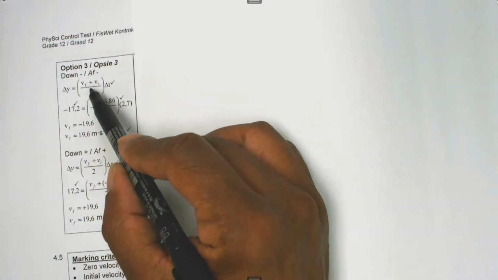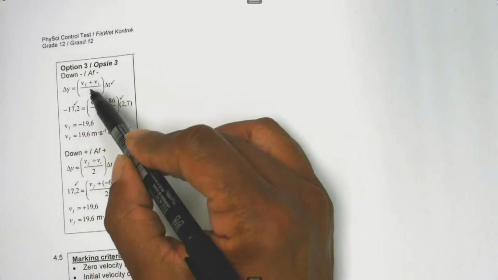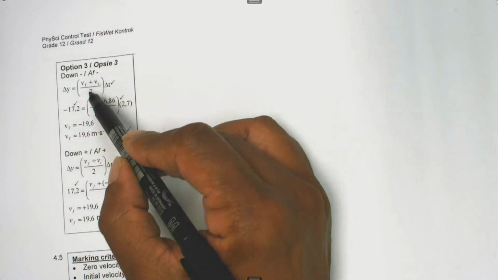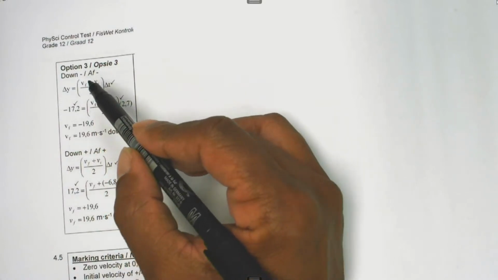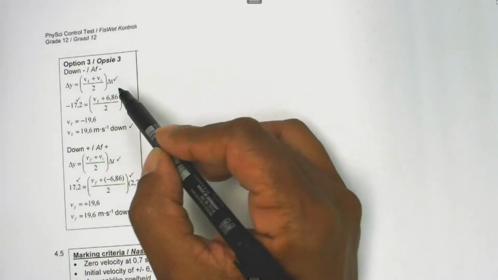It is equal to V final plus V initial. Very important about this formula, colleagues: check that the sign in between is actually a positive and not a negative. Plus delta T. Okay.